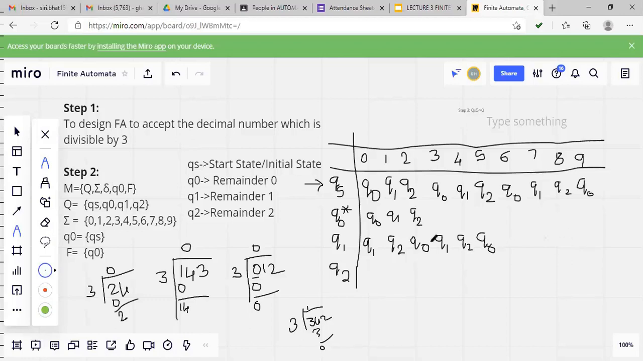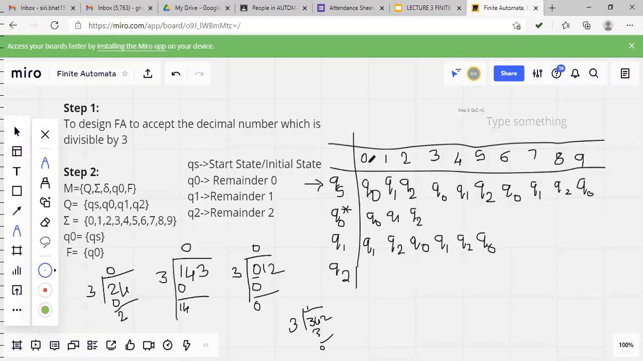Okay, so now coming to Q2. What is the meaning of Q2? Q2 means remainder 2. So what will I be reading here, students? What do you mean by Q2 on 0? What is the meaning of Q2 on 0? 20. Very good. Right? Q2 on 0 means 20.